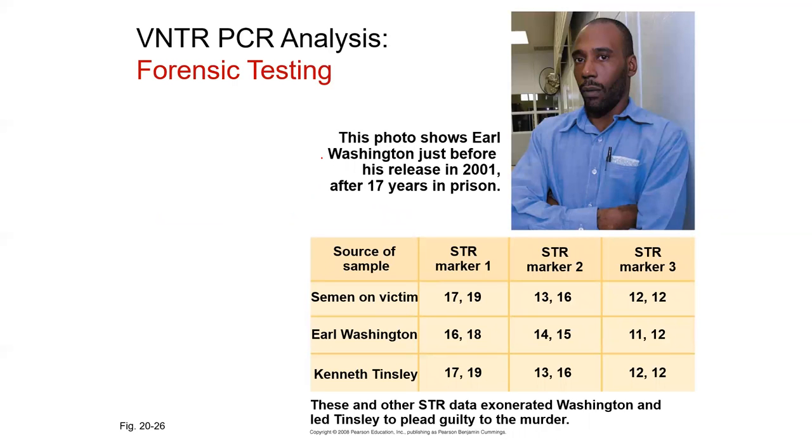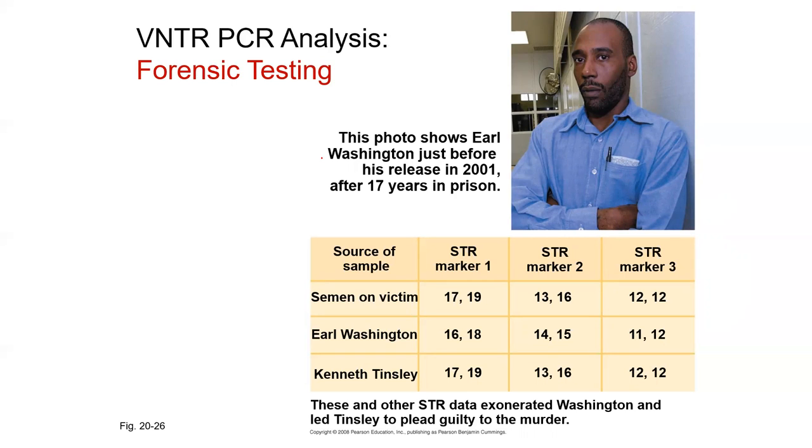Here's another example. This one is from the textbook, and this is talking about a court case where this individual, Earl Washington, had been in jail for 17 years for a crime he did not commit. I don't know whether it was a murder or not. It looks like they're looking at semen, so maybe a rape slash murder. I'm not entirely sure of all the circumstances, but he was able to get his lawyer to take a look at the DNA evidence, right?